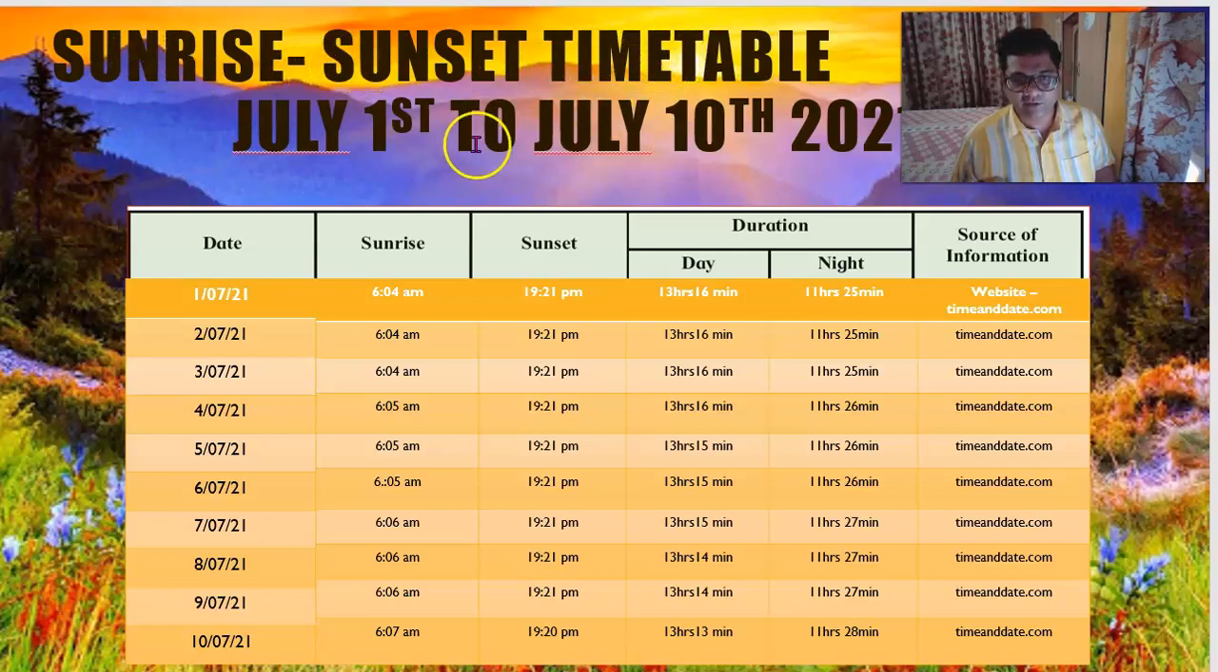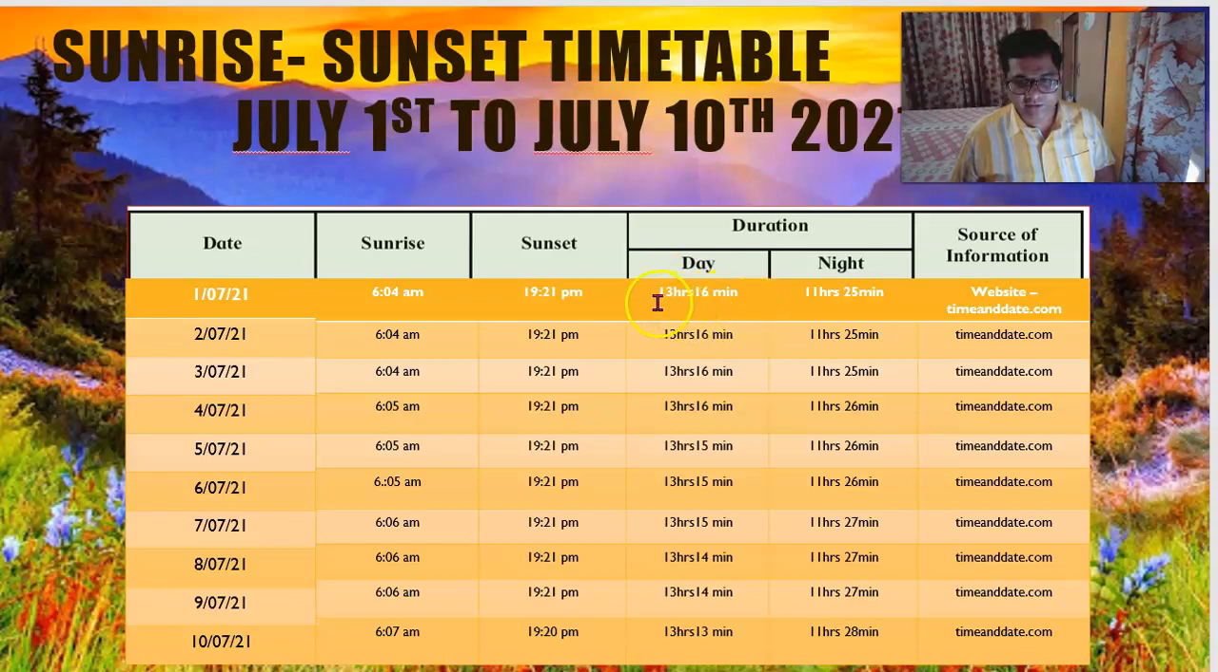Sunrise sunset timetable July 1st to July 10th, 2021. Make a chart with date, sunrise, sunset, duration, day, time, night, source of information. From where are you getting this information? You are getting information from this website timeanddate.com. So you put a date from 1st 7/21 to 10/7/21 and tell me the timings of when the sun has risen, when the sun has set, how long does it take.